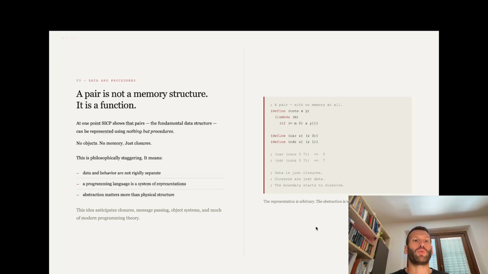I think we should read again these three points. Data and behavior are not rigidly separate. A programming language is a system of representations, and abstraction matters more than physical structure. And this idea anticipates closures, message passing, object systems, and basically much of modern programming theory.